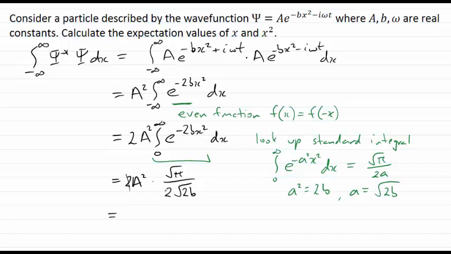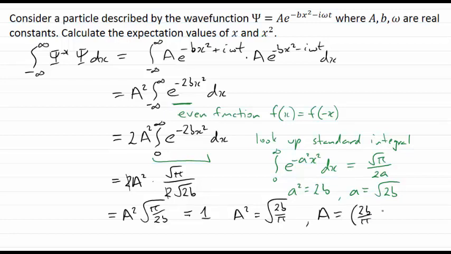This 2 cancels with this 2 here, and I'm going to end up with A squared multiplied by the square root of pi over 2b. Now remember, for my normalization I actually want that to equal 1. And that tells me that A squared must equal the square root of 2b over pi, or A, if I need that normalization value there, will be 2b divided by pi all to the power of 1/4. I'm taking the square root of a square root there.